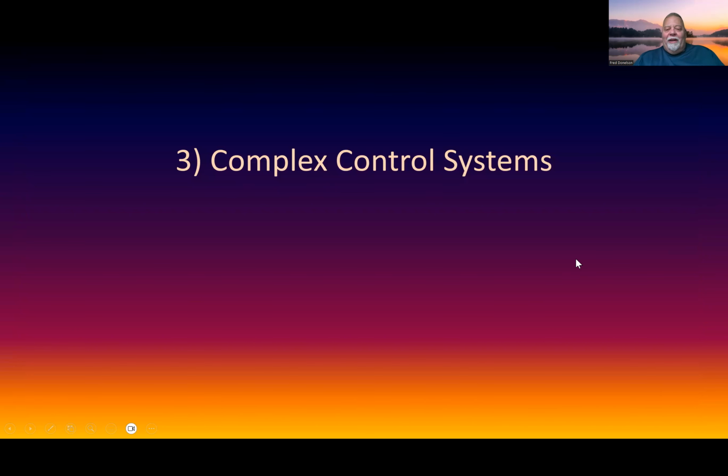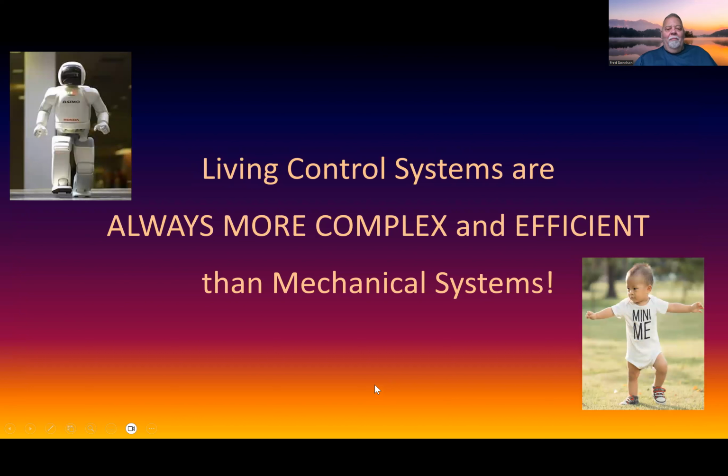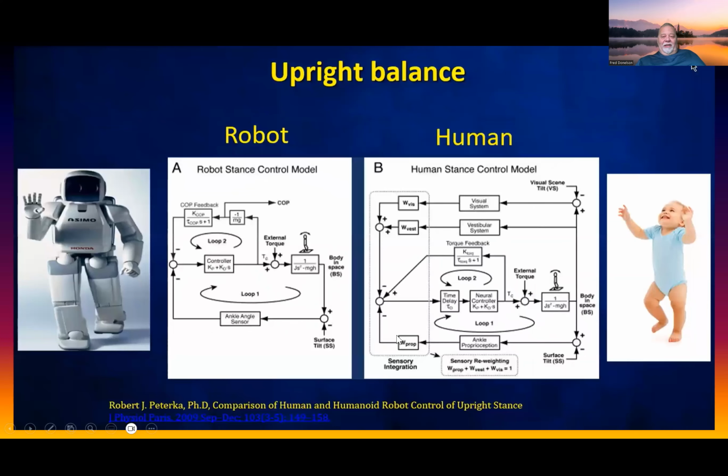The third thing that we want to mention is control systems. I'm only going to probably mention one here. But living control systems are always more complex and they're always more efficient than mechanical systems. The best example here is that Robert Paterka has an article about this. What he did was he looked at control systems that controlled the balance of a robot. This is Asimo, the robot here.